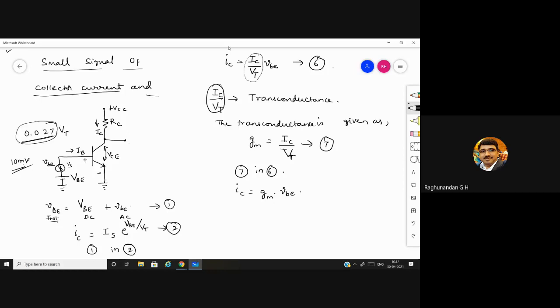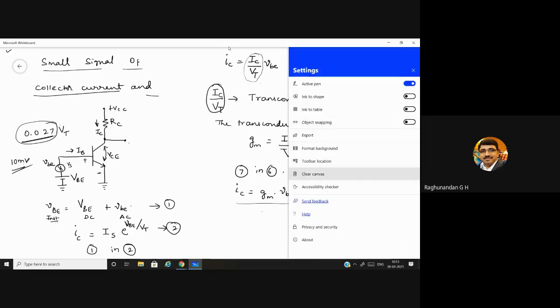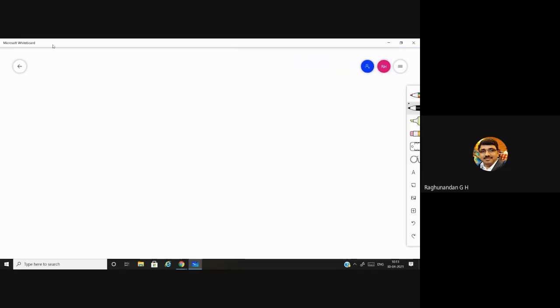And in the last step, we substitute the transconductance in place of IC by VT, and we obtain this equation. So this is about the collector current and transconductance equation. After this, the next part is base current and input resistance.